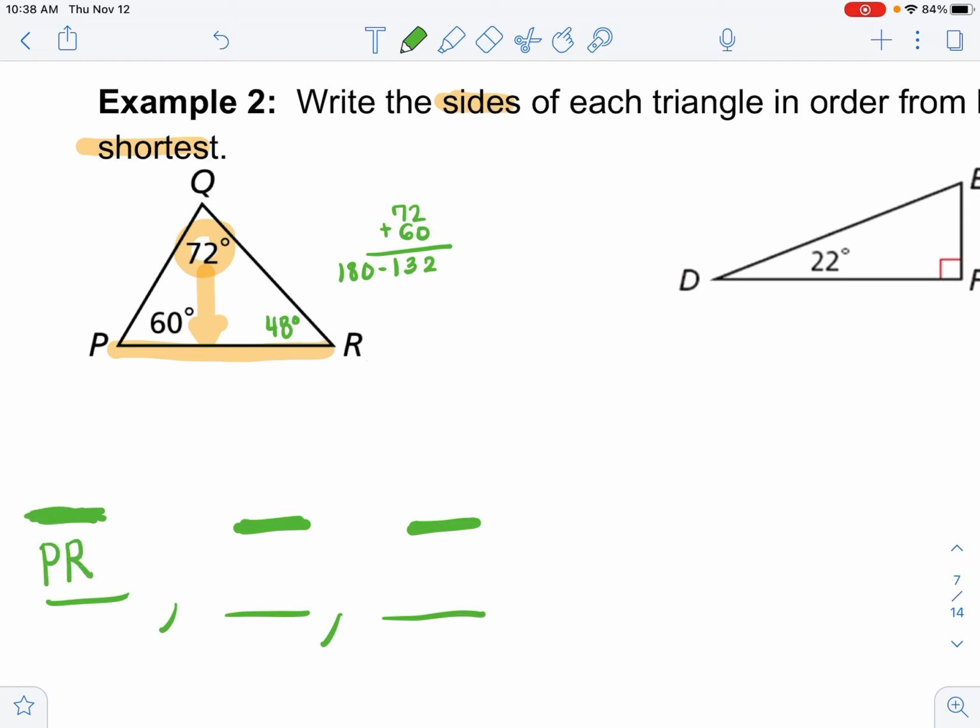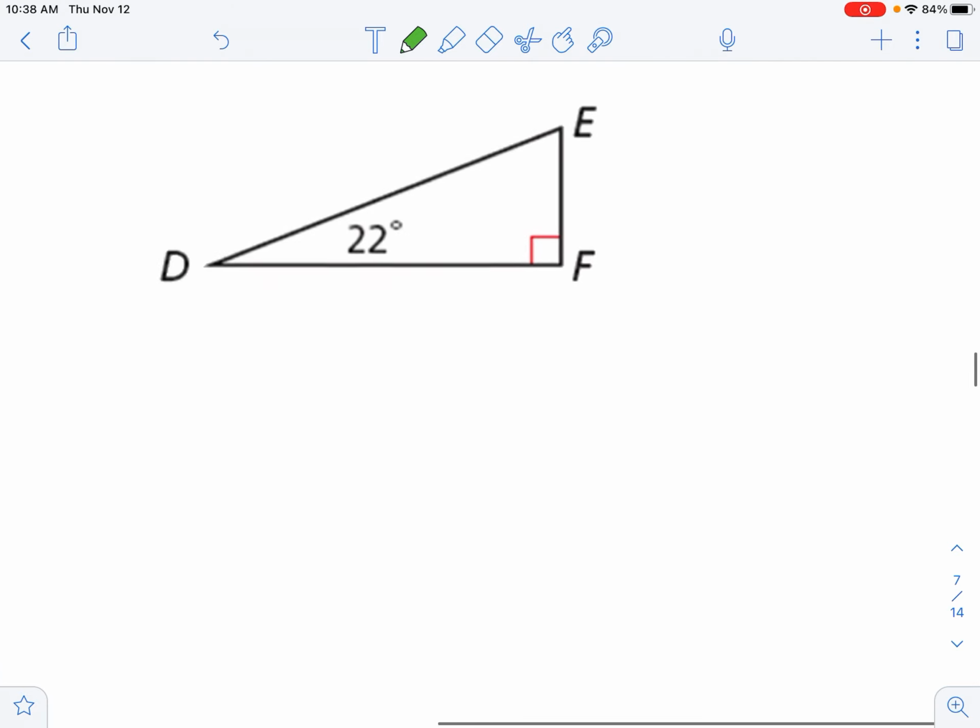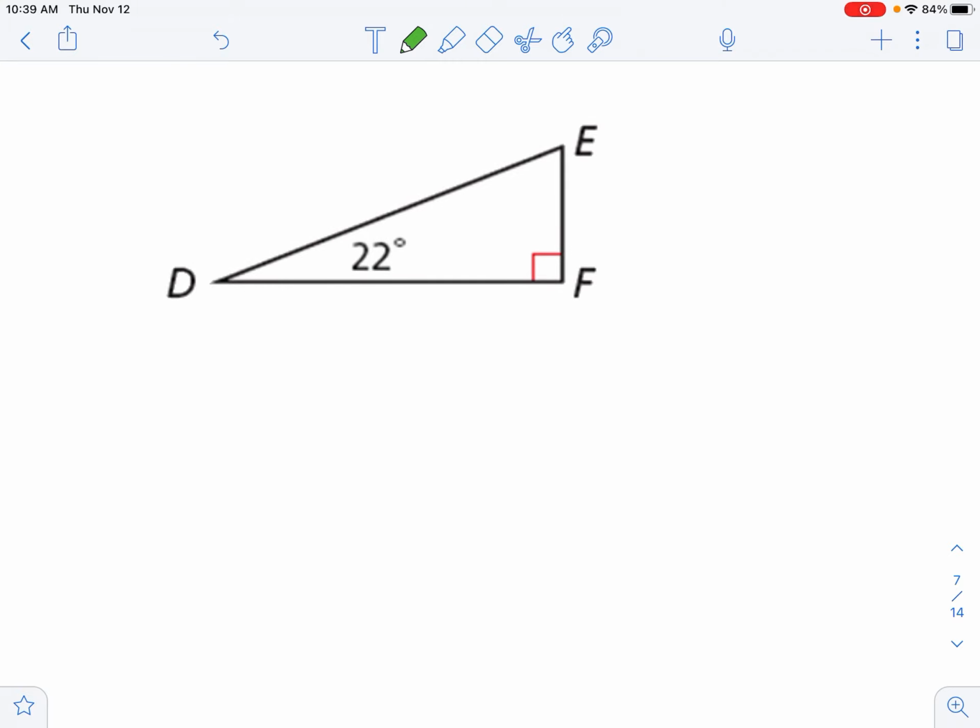And make sure you have your segment bar above it. All right, my next biggest angle is a 60-degree angle, so my next biggest side is QR or RQ. And then finally, my smallest angle is 48, so my smallest side is QP or PQ. Okay, go ahead and pause the video and try this last one here on your own.